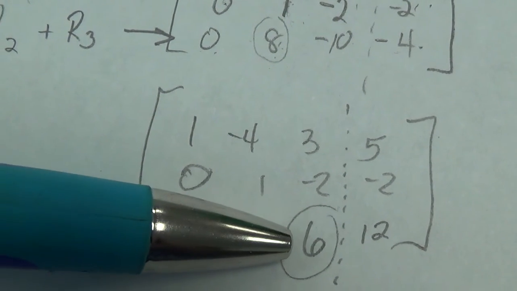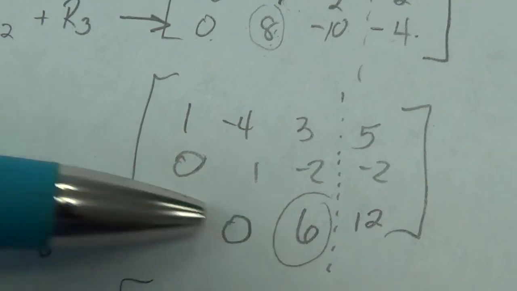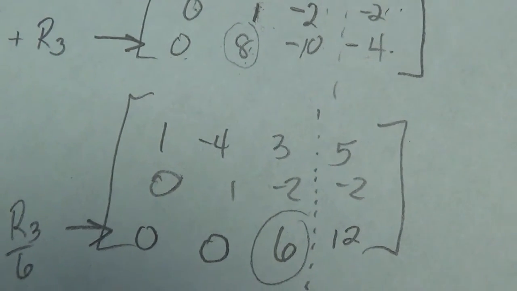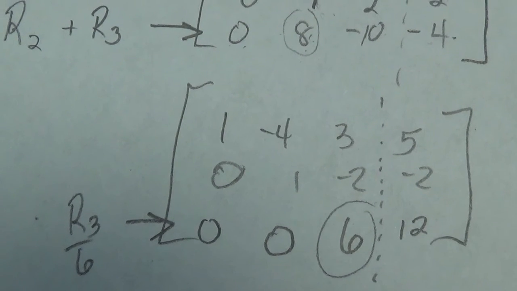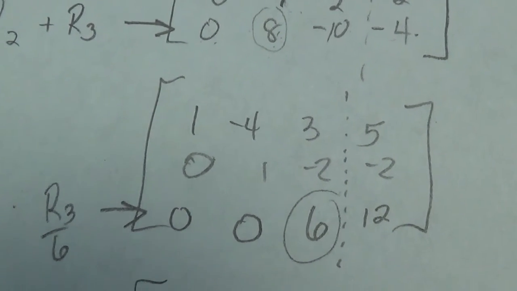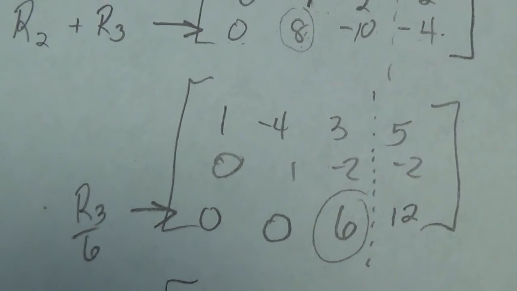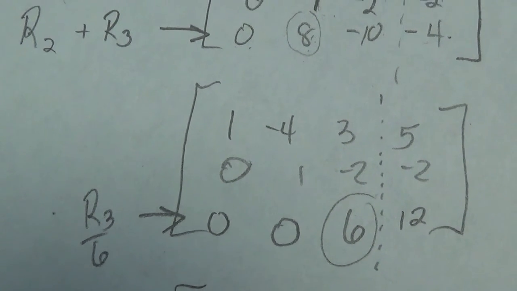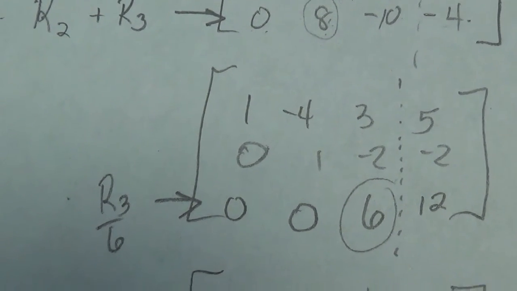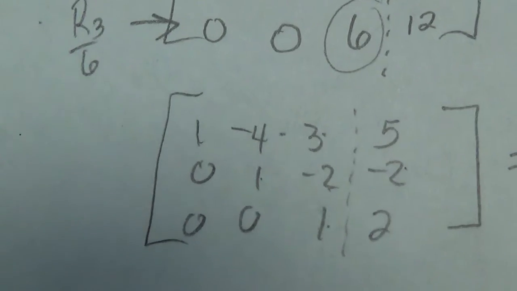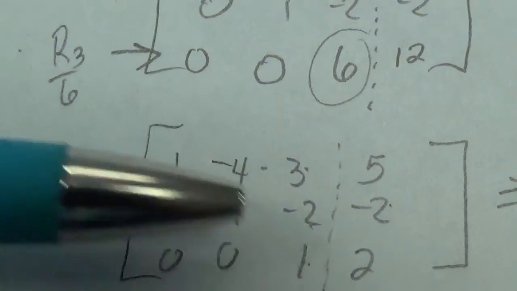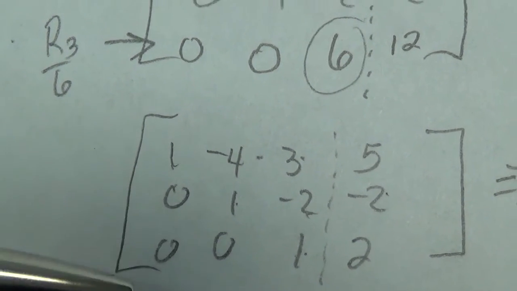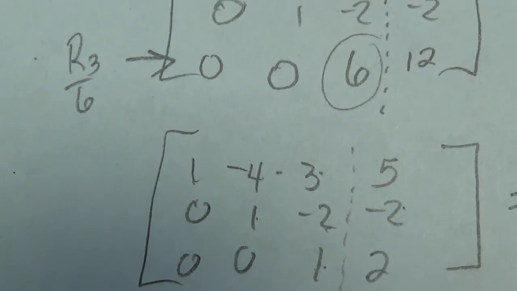What row operation will get this to be a 6? I can divide or multiply everything by a number, so I'm going to take row 3 and divide everything by 6. Alright, so we divide everything by 6. The last row is changed only. It becomes 0, 0, 1, 2. And now we are in the form we were trying to get. The diagonals, 1s in diagonals, and 0s below those 1s.